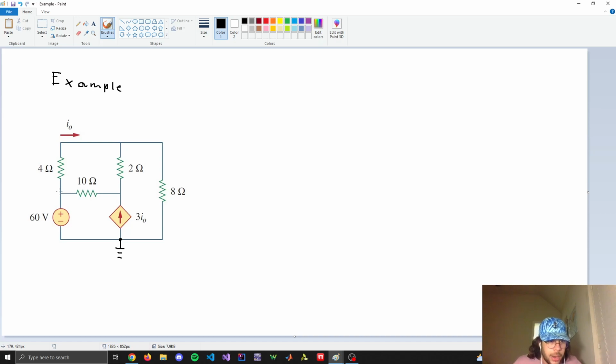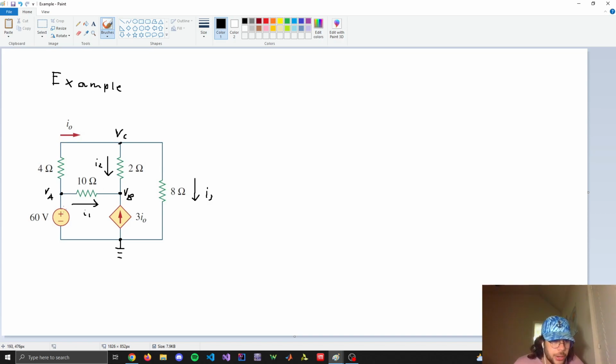Then we need to label our nodes. Current can split there, it can split here, and it can split here. I'll call this one VA, this one here VB, and this one VC. Now we have our nodes labeled, I can draw some currents. Let's call this one I1, this one I2, and we already have I0 labeled, that's what we're going to solve for. Let's say this one's I3. We have three nodes, so we're going to have three equations.